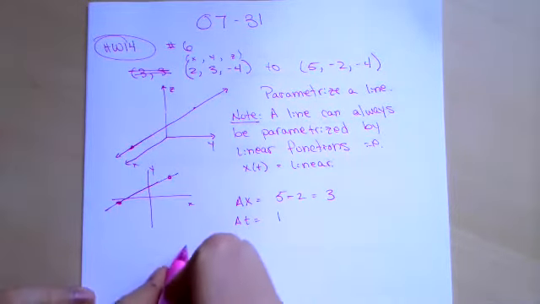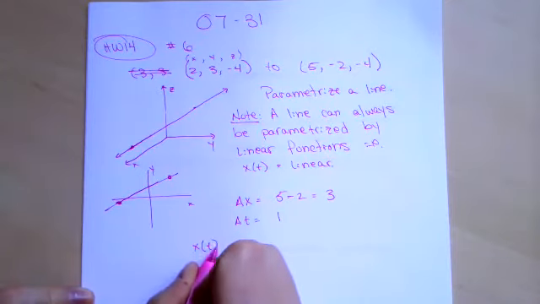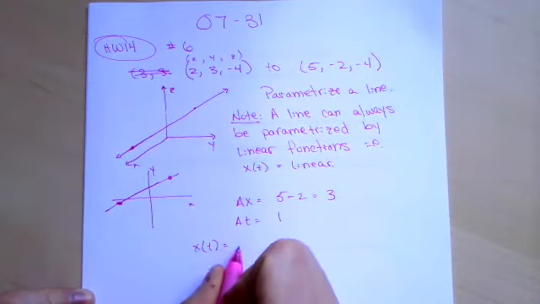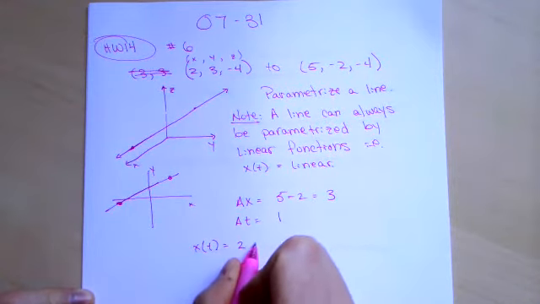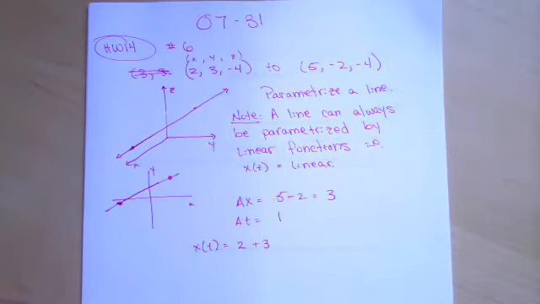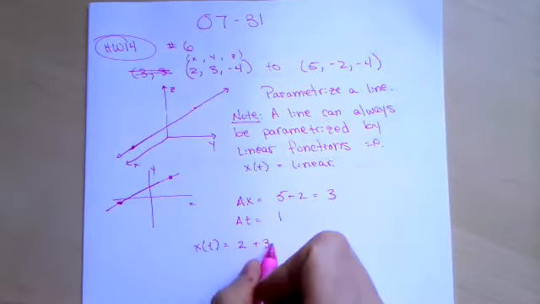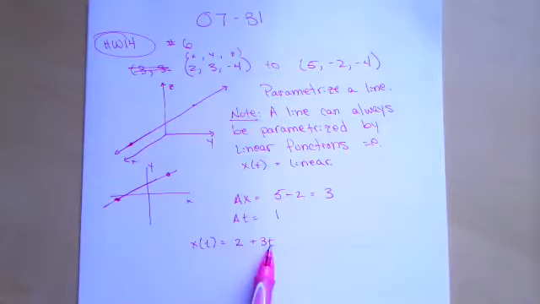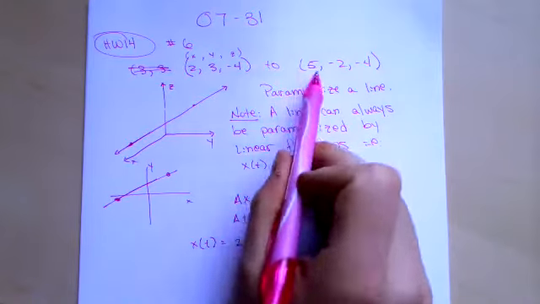So what is my parameterization of my x-coordinate? Well, my x-coordinate started at 2 and then changed at a rate of 3 for that period of time. So when t is 0, I'll get 2. When t is 1, I will get 5.